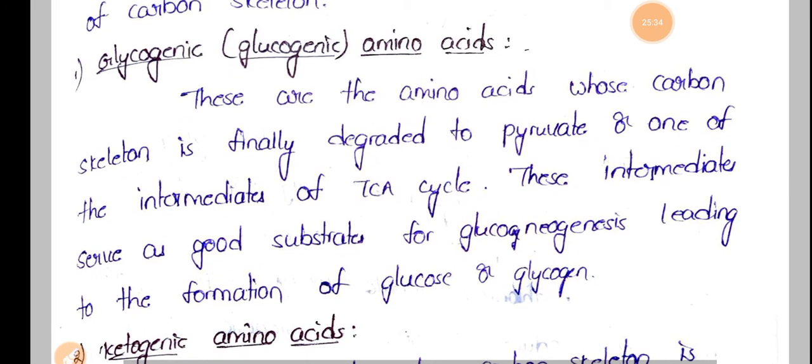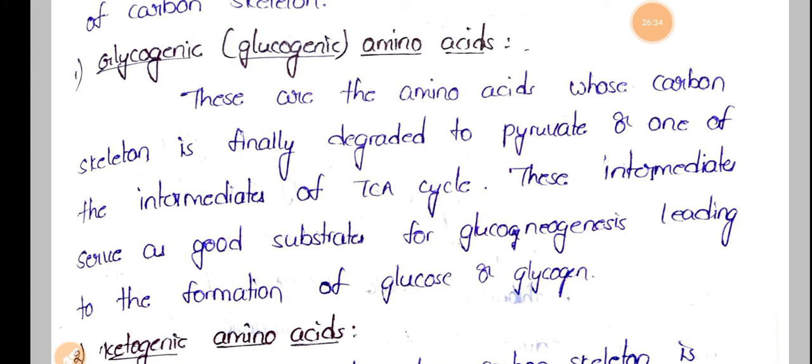These are the amino acids whose carbon skeleton is finally degraded to pyruvate or one of the intermediates of the TCA cycle, that is Krebs cycle. And these intermediates serve as good substrates for gluconeogenesis, leading to the formation of glucose or glycogen. So these are the glycogenic amino acids, which will be converted into pyruvate or any intermediate of the TCA cycle.